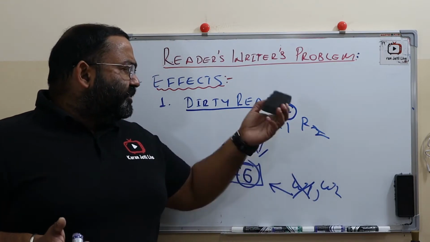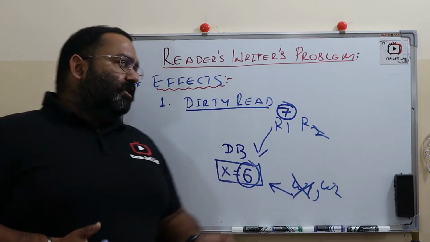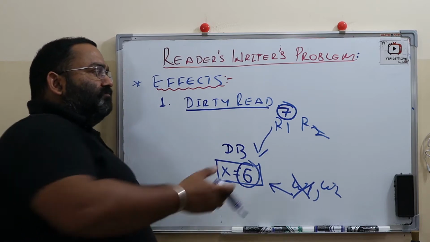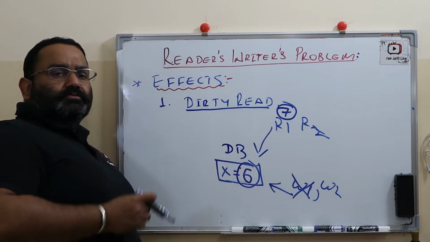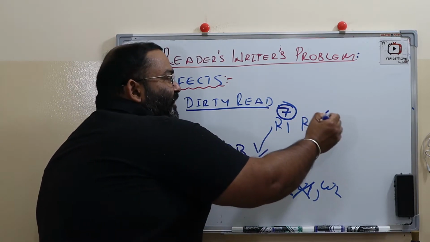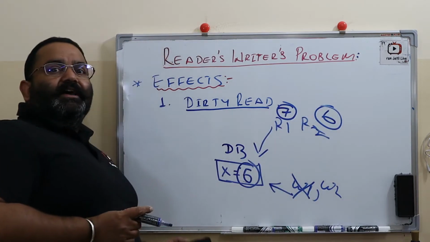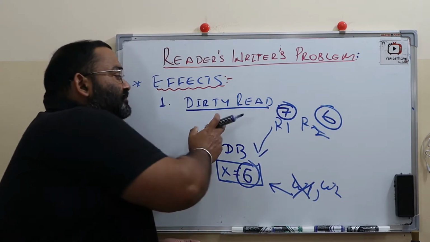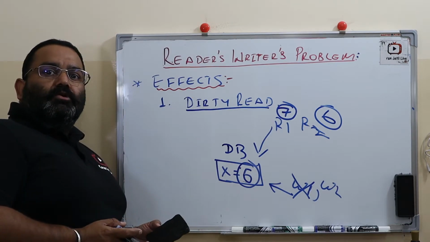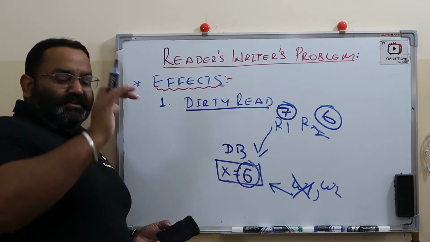So what is R1 reading? It is reading 7. After some time, thread R2 is also reading. So what will R2 read? R2 will read 6. So what is this problem? This problem is called a dirty read.